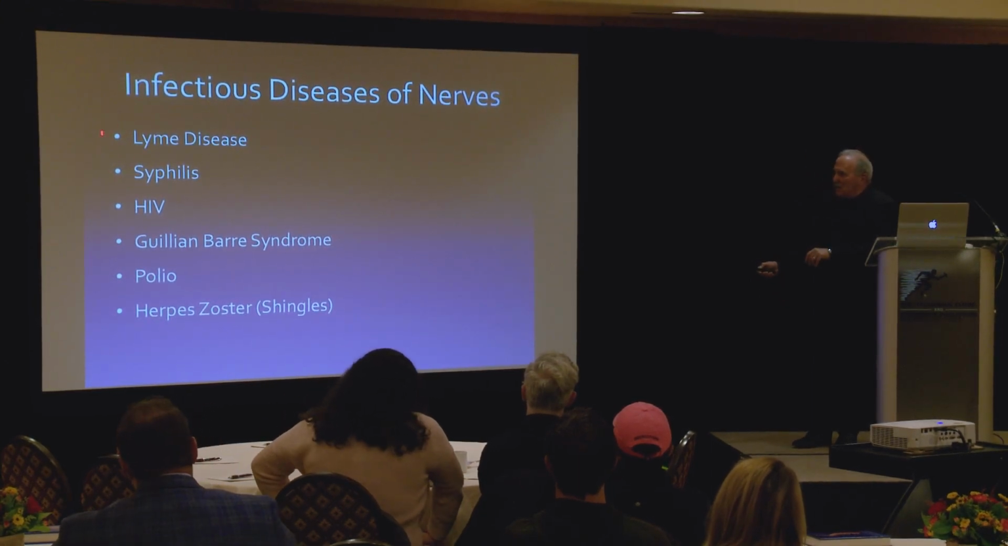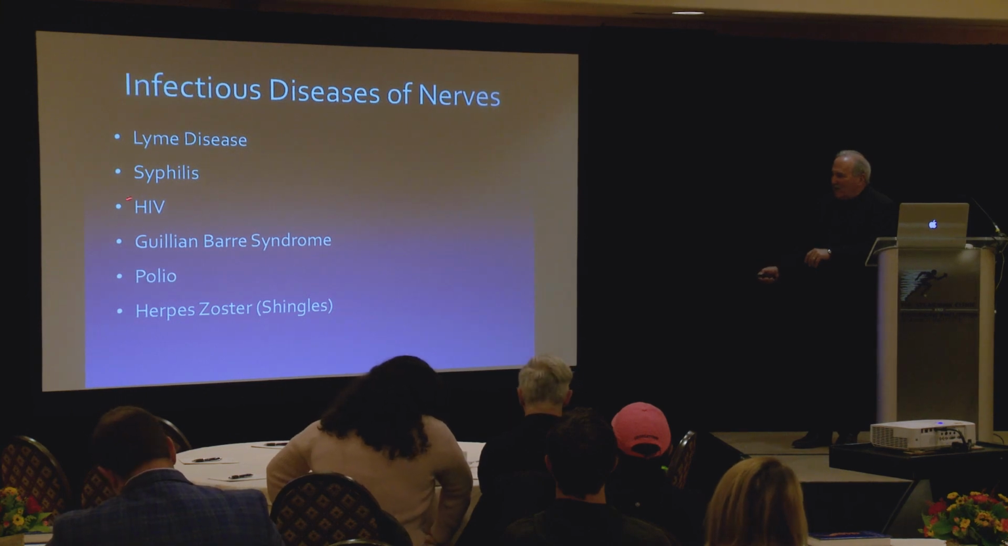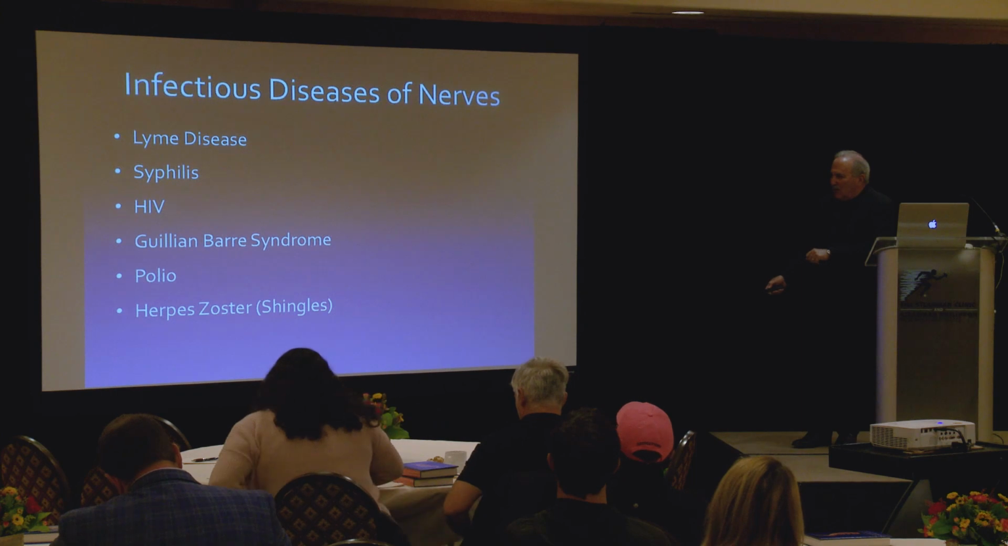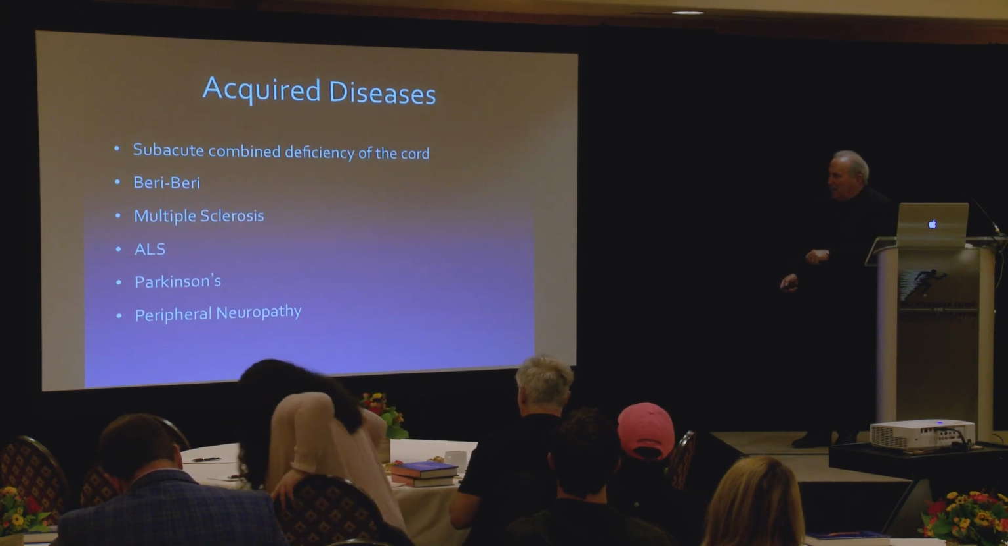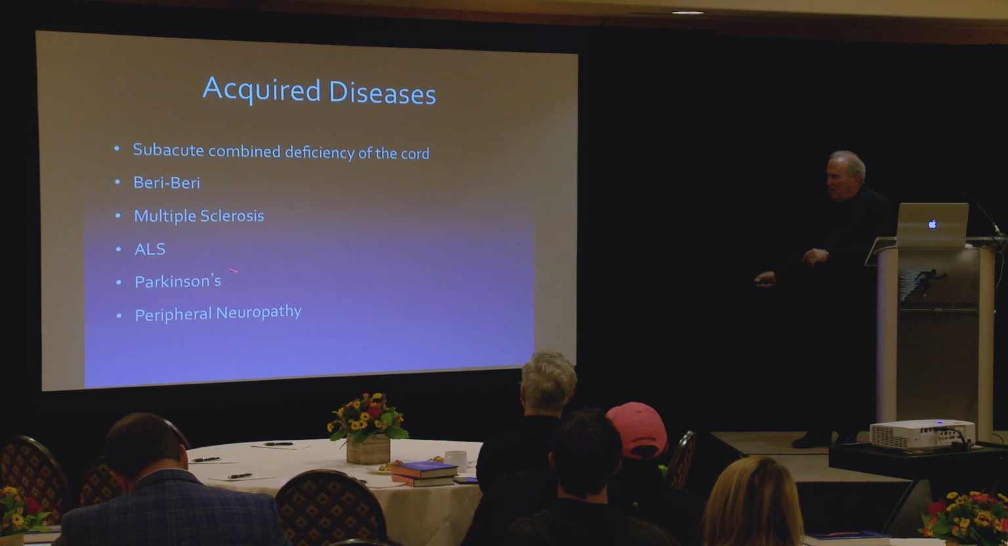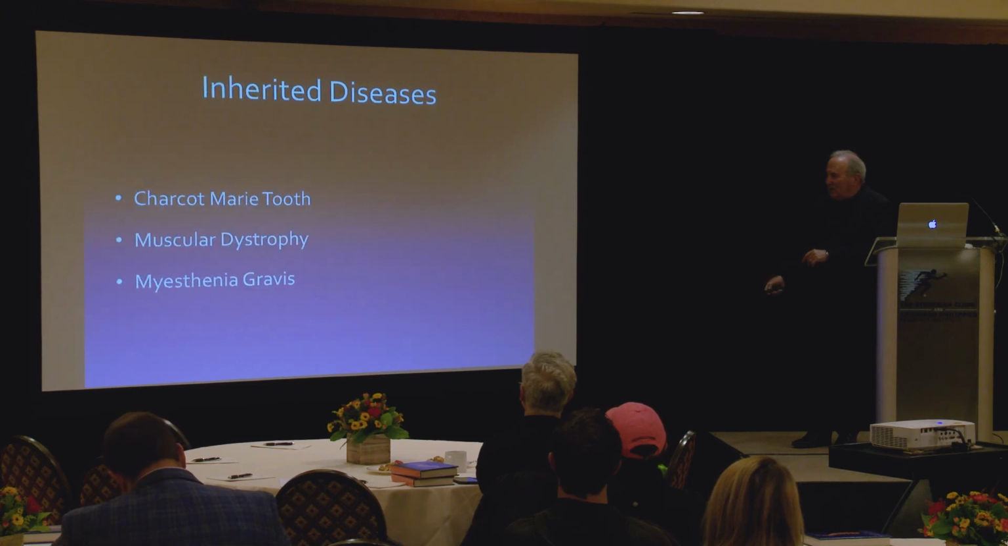Of course, Lyme disease is a big one, syphilis, HIV, Guillain-Barré syndrome, polio, and herpes zoster. We'll talk about some of these individually. There's acquired diseases, so subacute combined deficiency of the cord from, does everybody remember what that one's from? B12 deficiency. Beriberi, B1, multiple sclerosis, Lou Gehrig's disease, Parkinson's, and peripheral neuropathy. And inherited diseases, we'll talk about Charcot-Marie Tooth, a little bit about muscular dystrophy, and myasthenia gravis, we've already talked about.